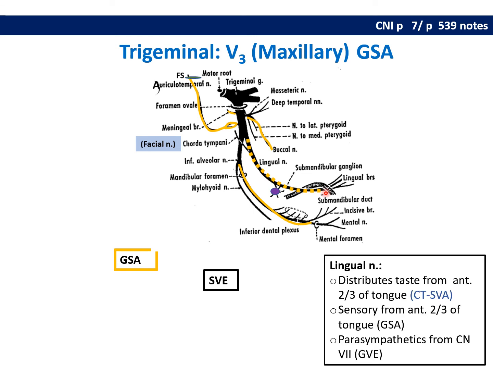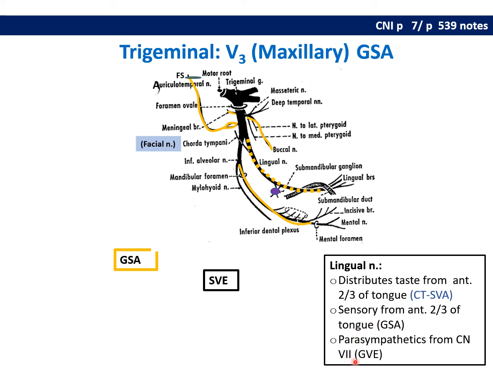The lingual nerve does a few things, right? So it's a mixed nerve, but it distributes taste from the facial nerve, so taste from the anterior 2/3 of the tongue. These are SVA fibers that are a part of the facial nerve via the chorda tympani. The lingual nerve also distributes sensory. It carries sensory from the anterior 2/3 of the tongue. These are GSA fibers that are part of the lingual nerve.